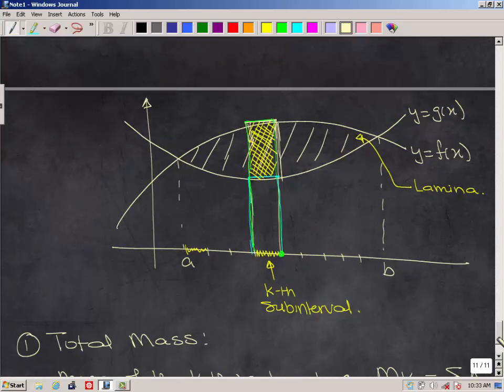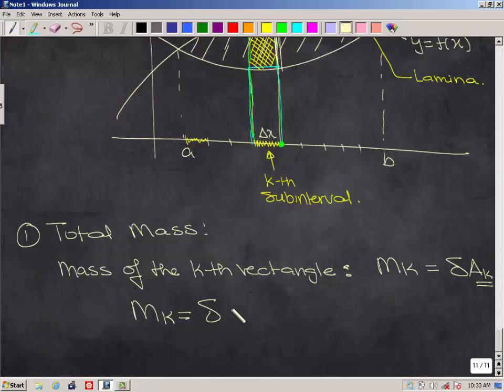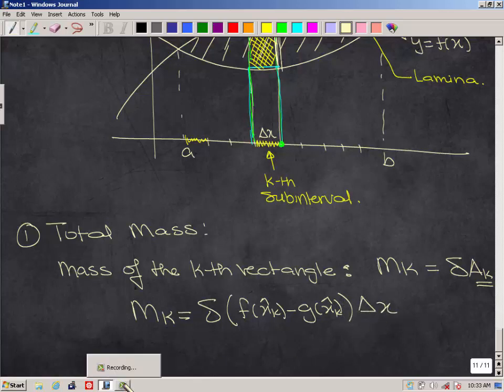How do I find the area of this rectangle? Well, I would take the green height minus the blue height. That'll give us the length, and then we multiply by the width. The width is always what? Delta x here. So in this case, it's going to be f of x hat sub k minus g of x hat sub k times delta x. Remember, this is my evaluation point. I erased it, but this is my evaluation point, x hat sub k, the right endpoint we're always using.